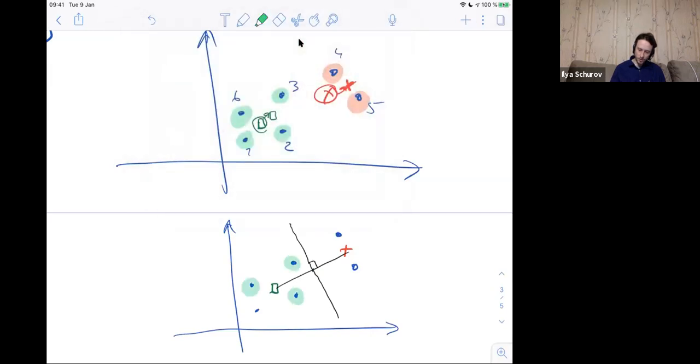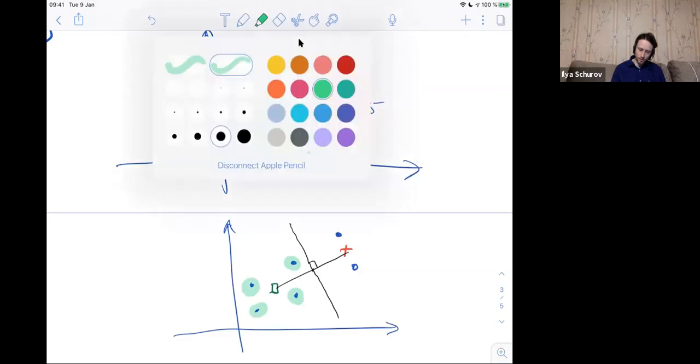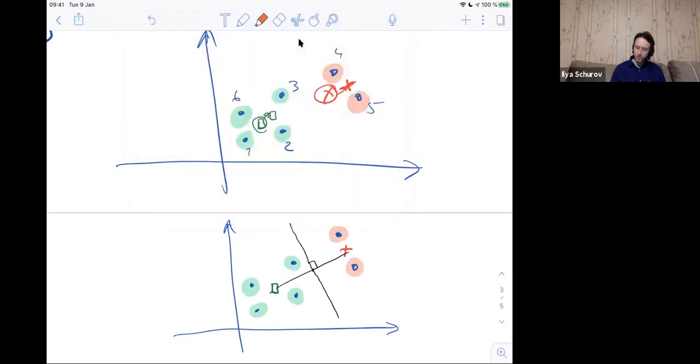We have here points, and we have here points, and we understand that if we repeat the same steps, nothing will change.